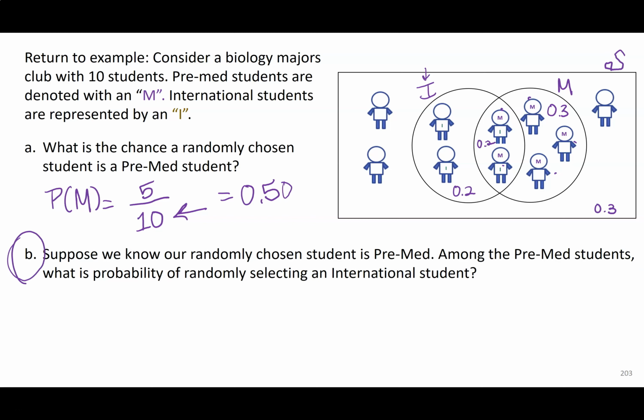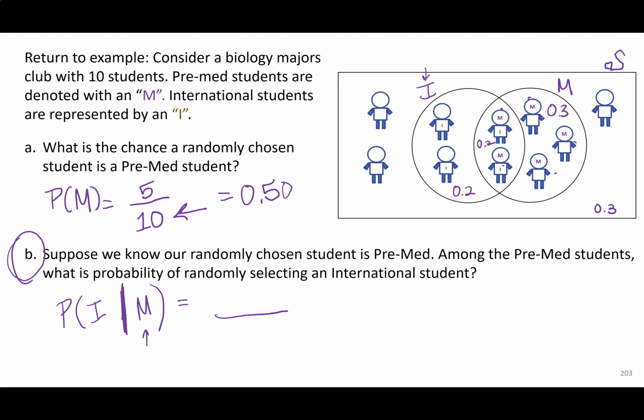So this question is asking a little bit differently. It's asking us to not focus on all 10 students, but to actually be narrower. So suppose I randomly select a student, but we know that this student is pre-med. So if I look at just the pre-med students, and we'll go through this notation. So this is a vertical bar. Given I know that they're pre-med, what's the probability they are an international student? And we'll go over notation more.